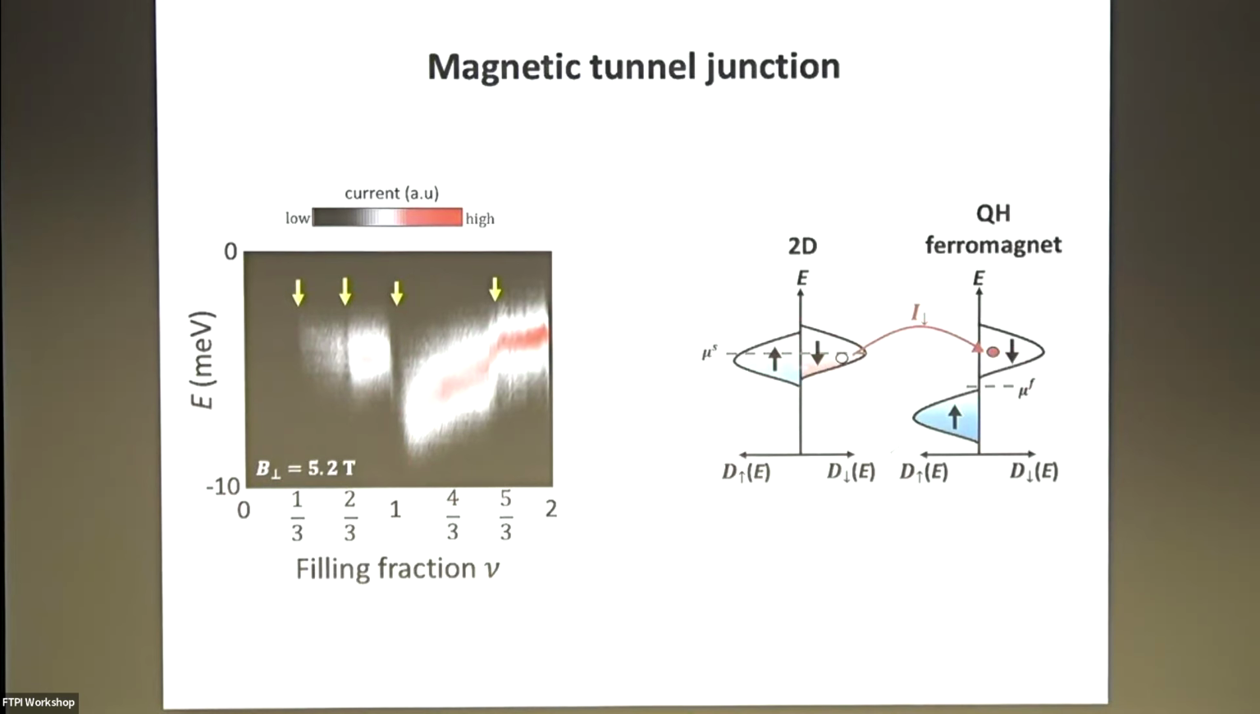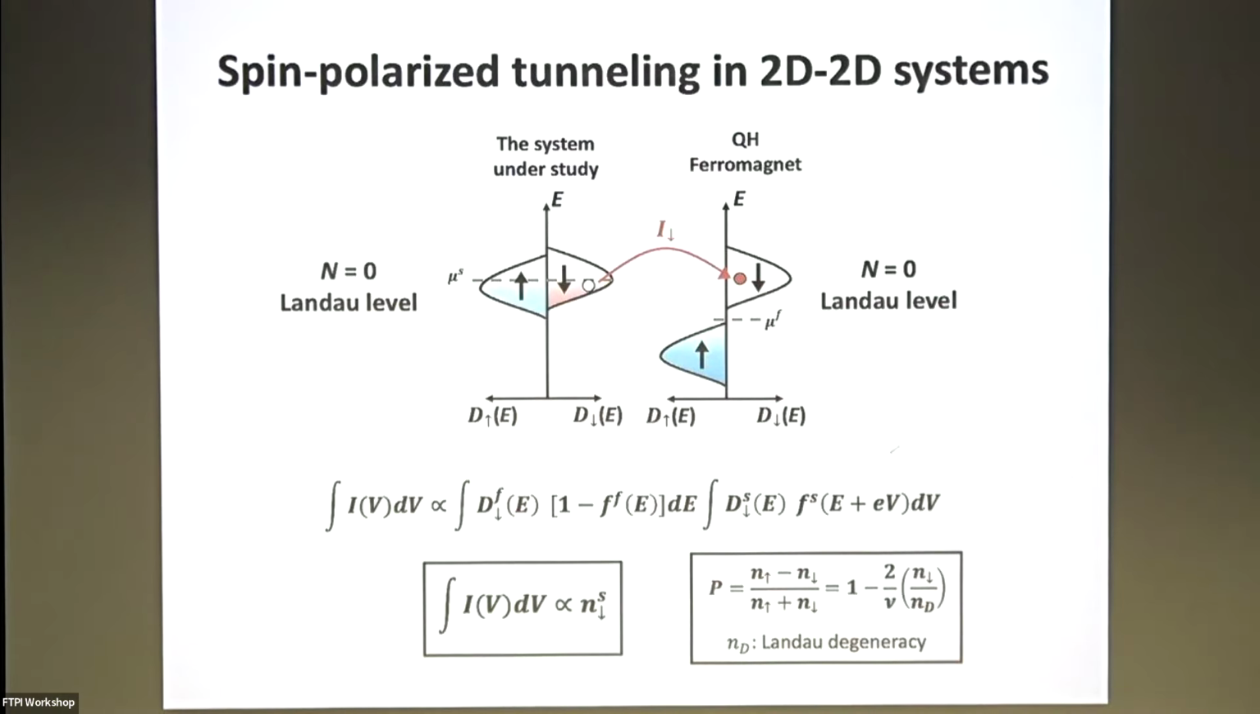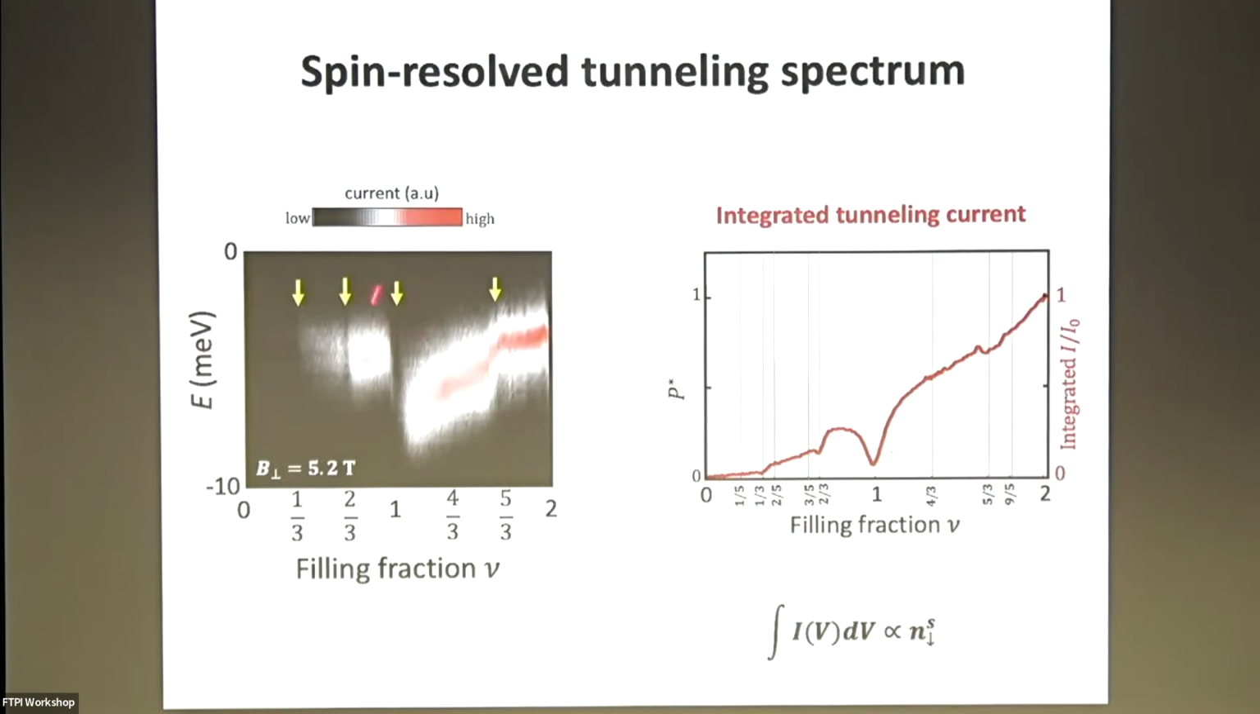So this is a measure of the spin polarization. It's actually a really good measure of the spin polarization in this system that we're interested in, because it turns out there's a sum rule where if you integrate the tunneling current over a Landau level, you actually get a number which is proportional to the number of spin down electrons, since only the spin down electrons can tunnel. And from this, you can then extract the spin polarization. So this is the integrated tunneling current, just integrating vertically on this energy axis. And then you can convert that directly into spin polarization.